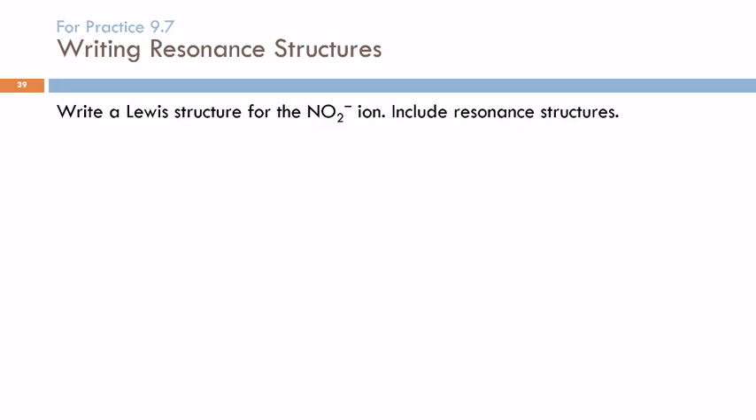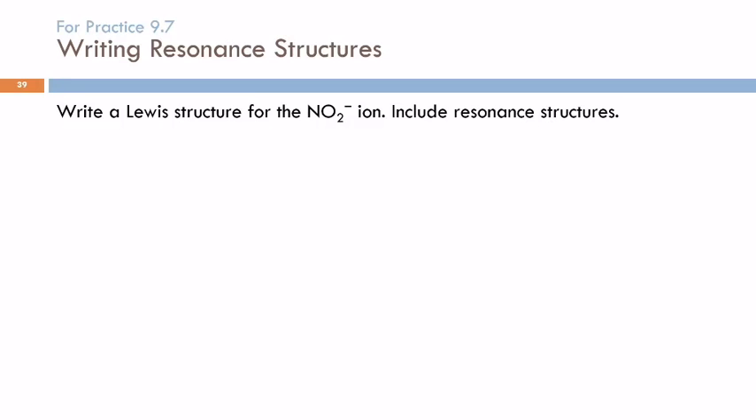Let's practice and write a Lewis structure for the NO2 minus ion. It says include resonance structures. That says there are resonance structures and we have to include them. If you're doing resonance structures, you have to do all the resonance structures. Well, let's start out by just doing a structure. NO2. How are we going to arrange those three atoms? Nitrogen as the center. We'll put nitrogen in the center.